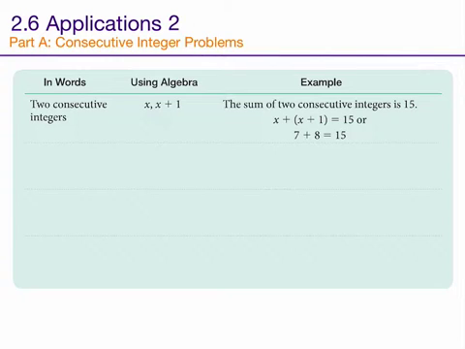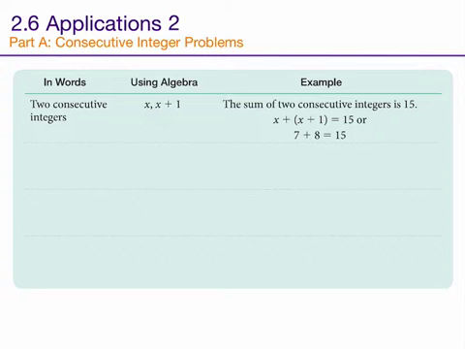3 and 4 are right next to each other. 4 is one more than 3. 19 and 20 are right next to each other. 20 is one more than 19. -7 and -6. -6 is one more than -7.